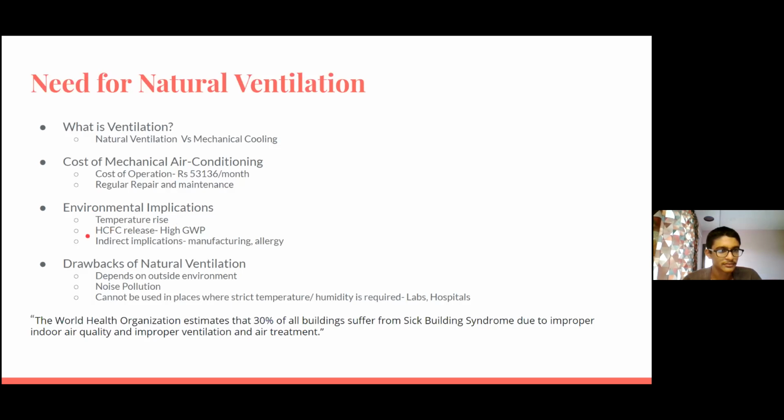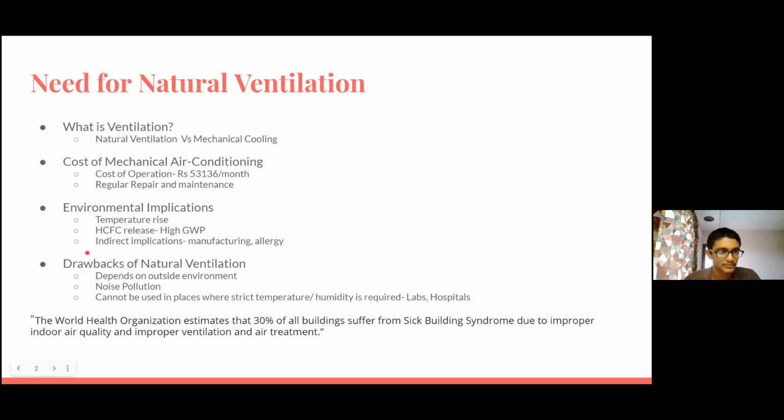HCFC release. So HCFCs are basically hydrochlorofluorocarbons. They have what is known as a high global warming potential, or GWP. This has several implications to the environment. We know how climate change is becoming a crisis day by day, and this mechanical cooling plays a big role in that. So in the near future, we will see substitution of these HCFCs for maybe different refrigerants or maybe an entirely different process altogether. However, at this moment, HCFC release adds a lot to global warming.